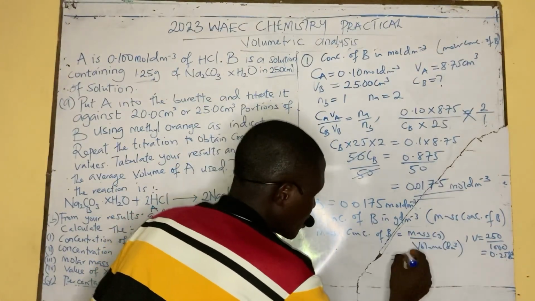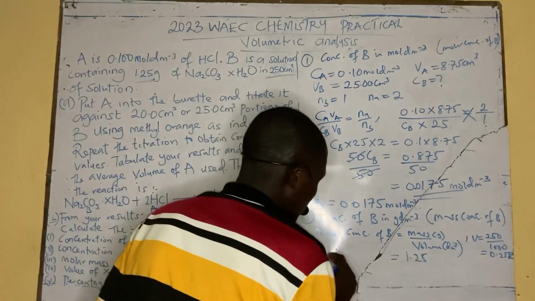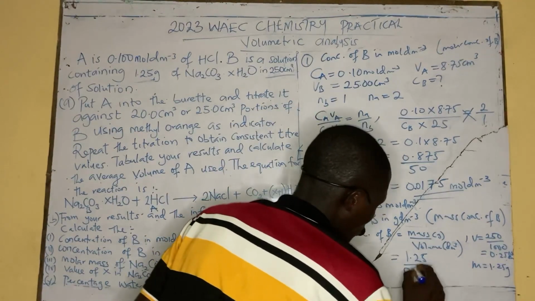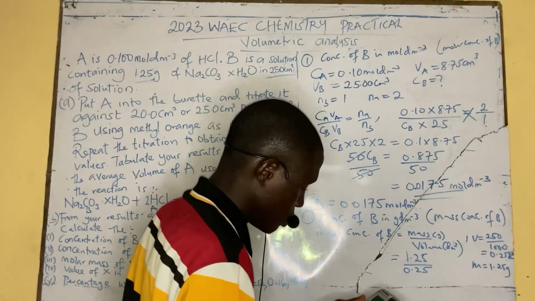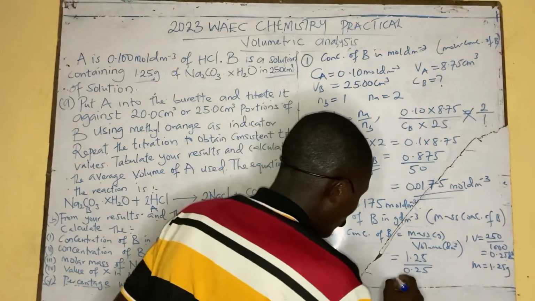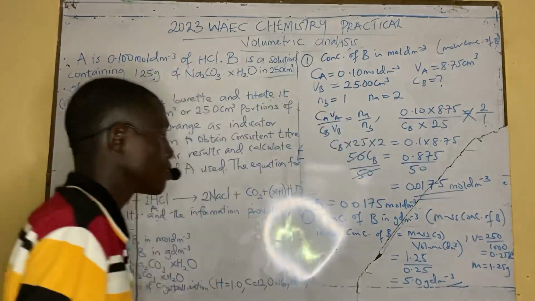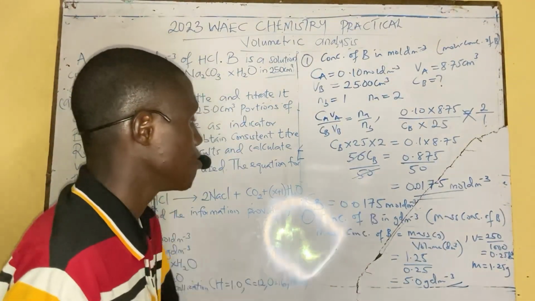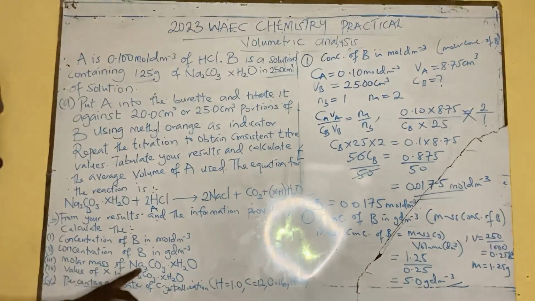Therefore, the concentration of B in gram per dm cube will be 1.25 gram. That's the mass. Don't forget the mass is 1.25 gram, all over 0.25. So 1.25 divided by 0.25, we have 5.0 gram per dm cube. So that's that about part 1 and part 2: 0.0175 and 5.0 gram per dm cube. So let's move to the molar mass of this.